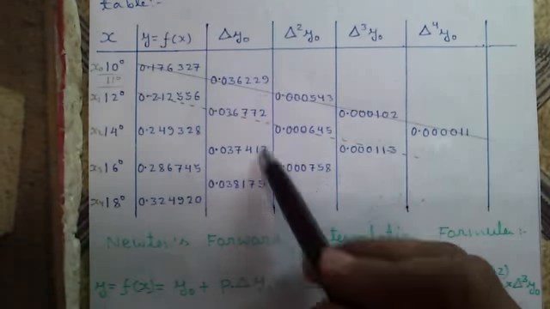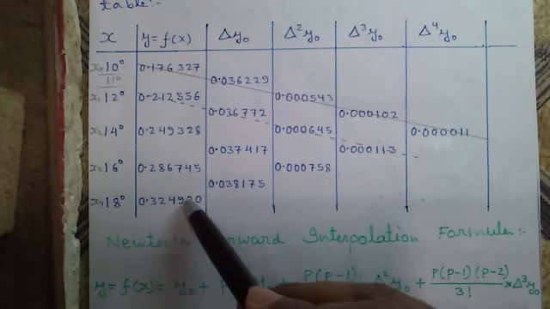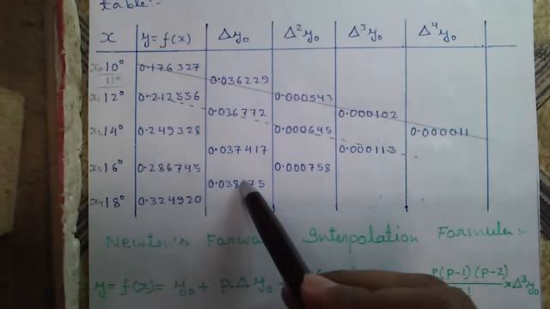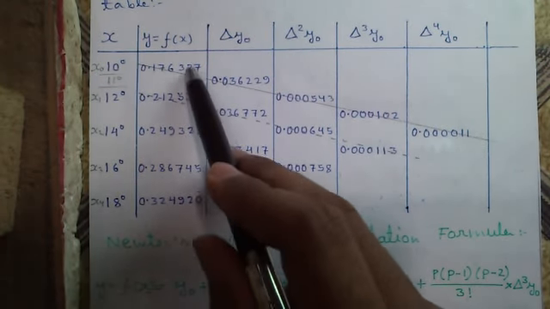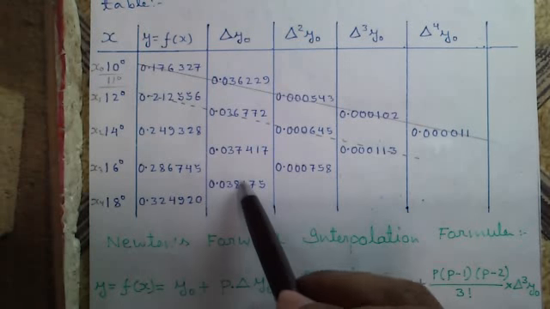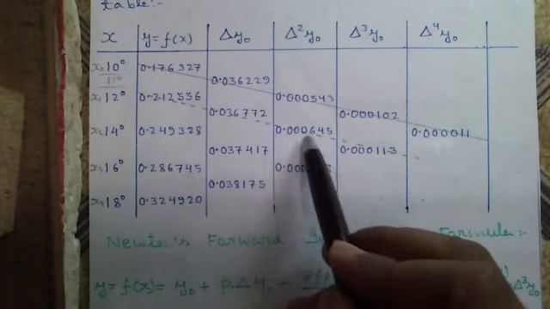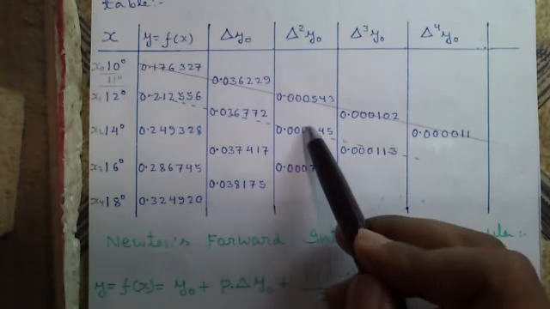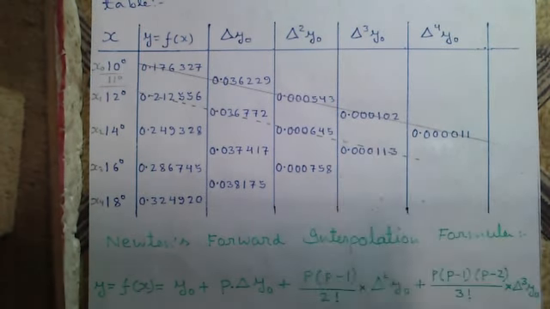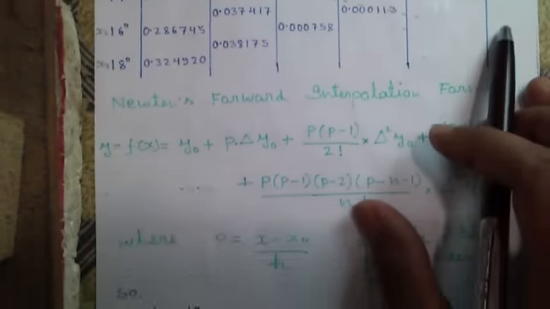Now to construct this column, start from the bottom, and this minus this you will get this, this minus this you will get this, this minus this you will get this, this minus this you will get this. Same process for the next columns, this minus this, and so on until the end. Next you have to find out p.